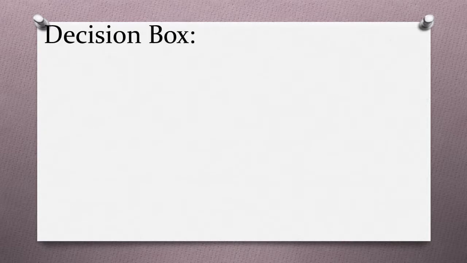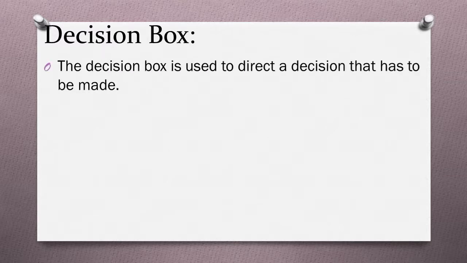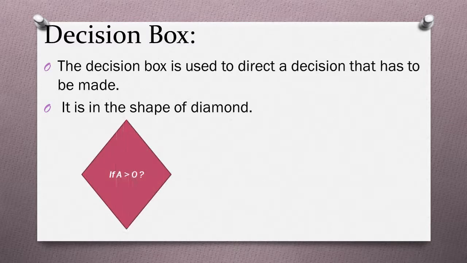Next one is decision box. Decision box in the sense if you are going to take any decision, that means comparison. The decision box is used to direct a decision that has to be made. It is in the shape of a diamond. This is a decision box. You are going to check if a is greater than or equal to 0. True part, and the down will be the false part.